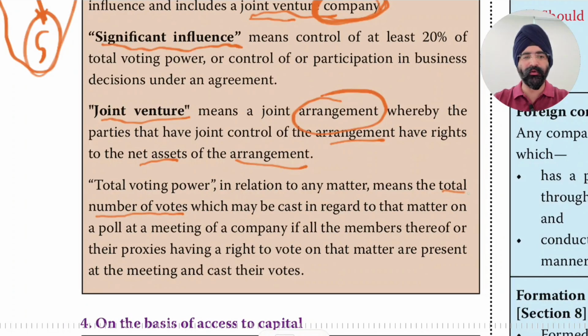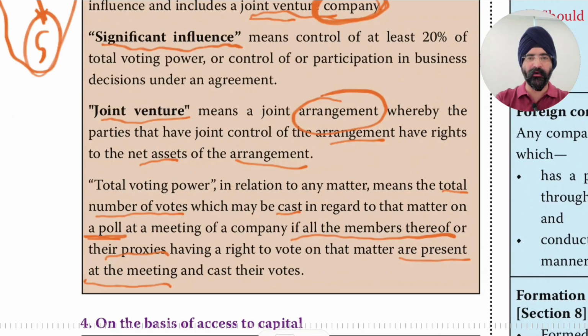So we are focusing on the total number of votes cast on a poll on the matter. If a poll is conducted, then the total number of votes will be those cast on that matter at a meeting if all the members thereto or their proxies having the right to vote on that matter are present at the meeting. So we assume that in a meeting all the members are present and all choose to cast a poll, either themselves or through proxy, and that will be termed as total voting power.